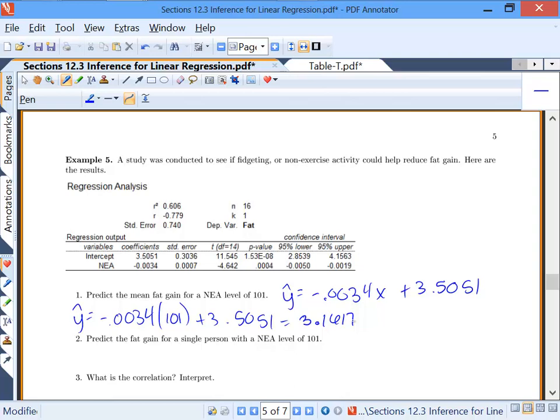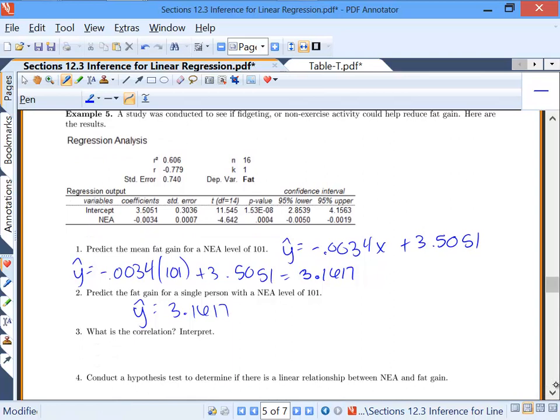Predict the fat gain for a single person with an NEA of 101. Okay? And so we said that there's no difference between whether you're trying to predict the average or predict it for one person. I would still just have to plug in 101 into my equation. So it's still going to be 3.1617.